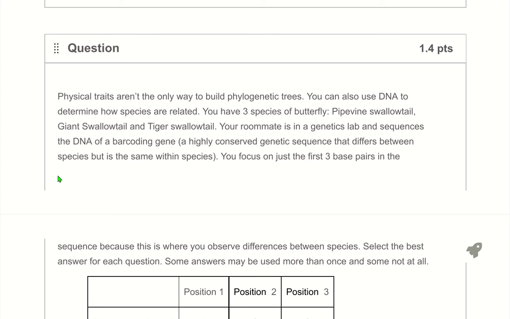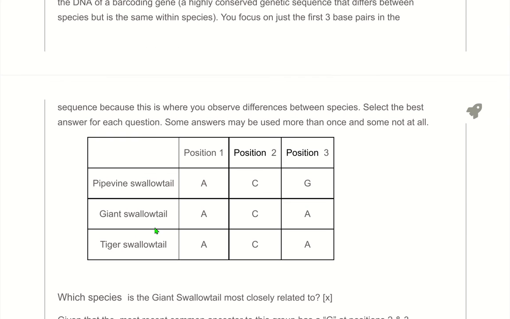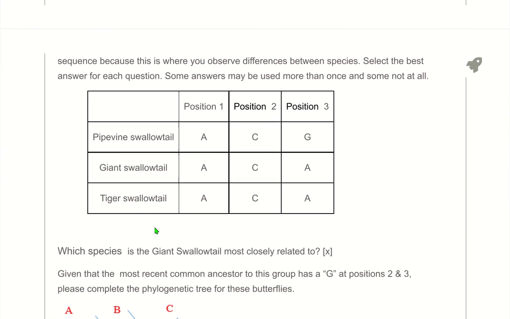Your roommate is in a genetics lab and sequences the DNA of a barcoding gene, which is a highly conserved genetic sequence. And conserved here means that it's not going to change very often. That genetic sequence over time is going to remain the same. So, a highly conserved genetic sequence that differs between species but is the same within species. You focus on just the first three base pairs in the sequence because this is where you observe differences between species. Select the best answer for each question. Some answers may be used more than once and some not at all.